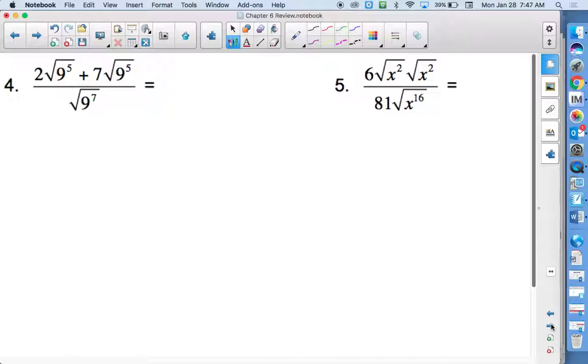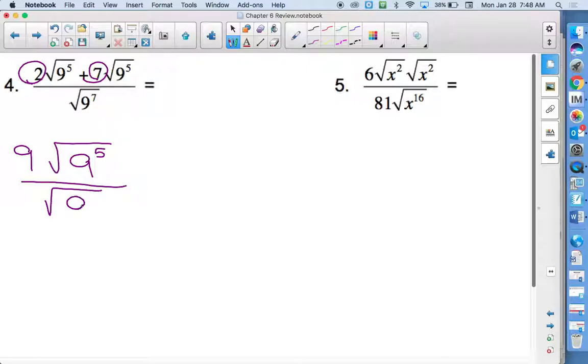So two other problems underneath, still working with exponents here, but these are in radical form. So we have 2 and then the square root of 9 to the 5th plus 7, the square root of 9 to the 5th, and then you're dividing that by the square root of 9 to the 7th. So Garrett, what do you think you'd do first here? Add the top. Yeah, you can add the top. Again, they're like terms. The square root part is exactly the same. So if we add the top, we get 9, square root of 9 to the 5th. And you're still dividing that by the square root of 9 to the 7th.